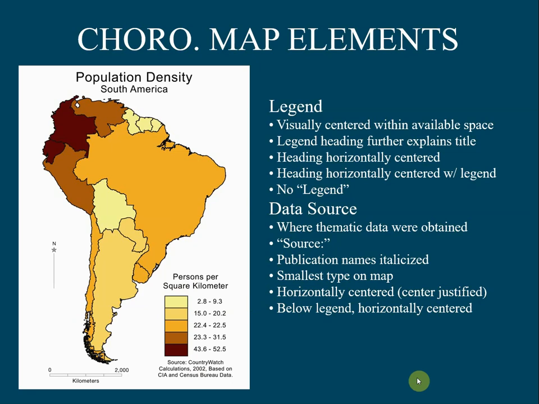All right, our data source. Here we have it just below the legend. It identifies where our thematic data was obtained, so our source. It also gives publication names. Whenever there are publication names, it should be italicized, and it should always be the smallest type on our map. This one here is horizontally centered, so center justified, and it's below the legend. For the feel of this map, it's most appropriate. Sometimes you might want to push weight to the right or to the left. Just make sure that you're consistent in your map if you're doing this.